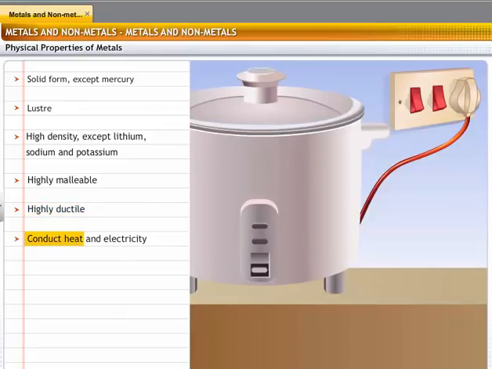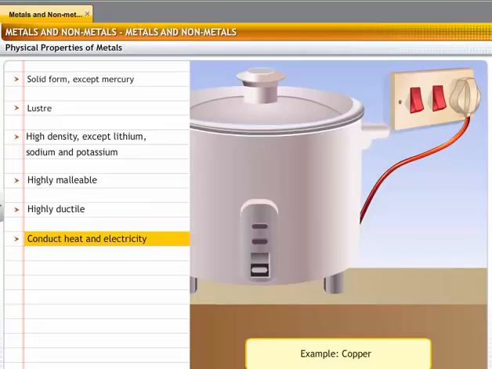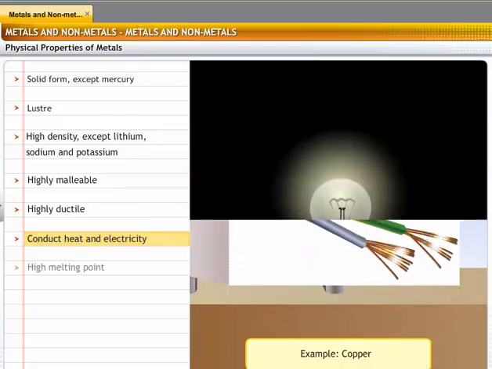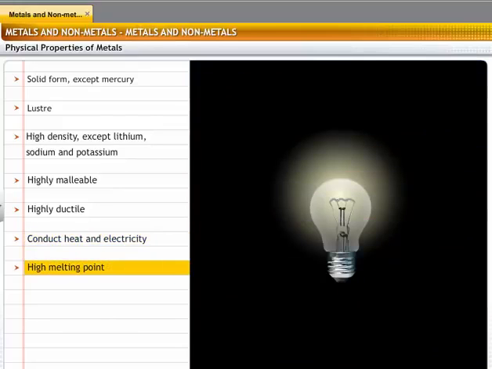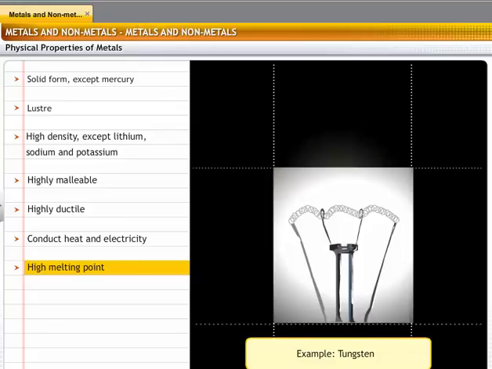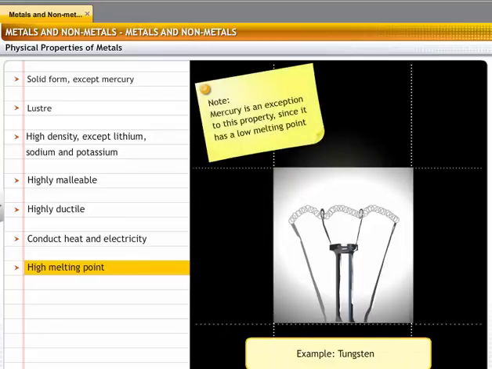Metals are good conductors of heat and electricity. Copper wires are commonly used in electrical cables because of this property. Metals have high melting points. For example, tungsten has a high melting point due to which it is used in bulb filaments. Mercury is an exception to this property since it has a low melting point.